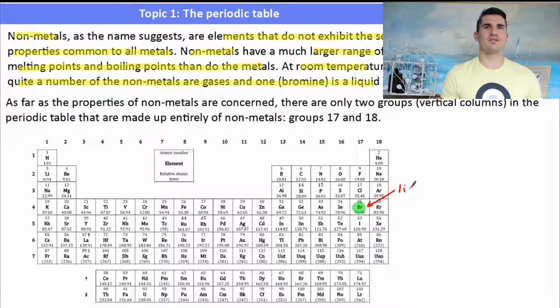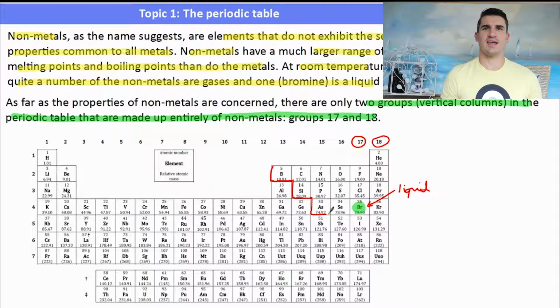As far as the properties of non-metals are concerned, there are only two groups, group 17 and group 18, which consist entirely of non-metals. That is the halogens, group 17, and the noble gases, group 18. They're the only ones that contain all non-metals.